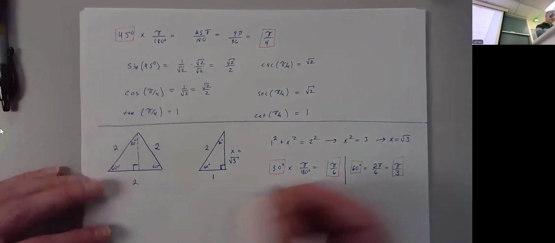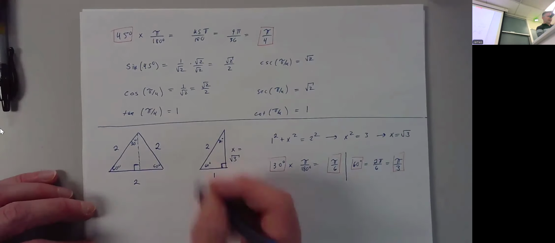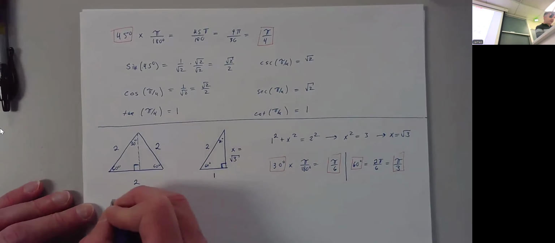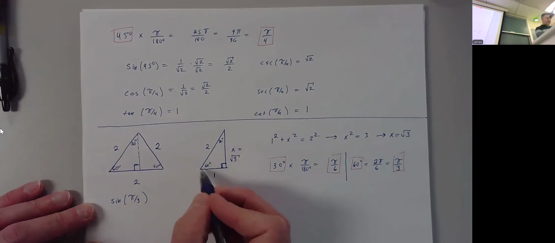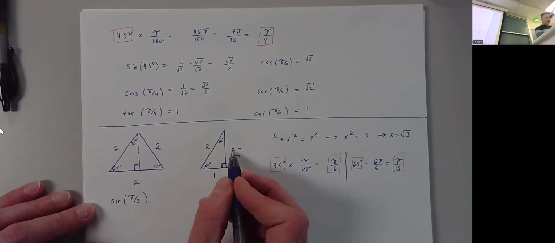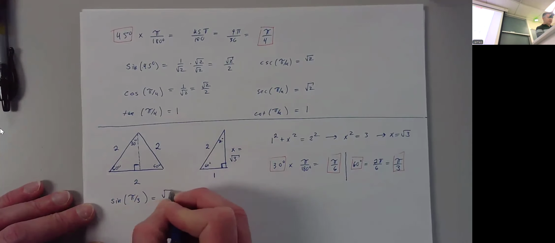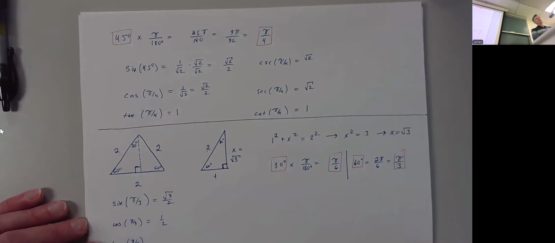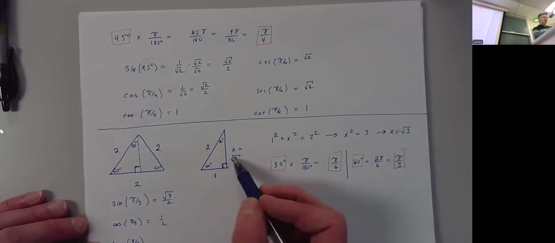So let's look at this triangle oriented as is, although you really don't care which way you're drawing it. If I'm going to find sine of pi over 3, well, that's 60 degrees. So it's the opposite over the hypotenuse, which is root 3 over 2. Cosine of pi over 3 is the adjacent over the hypotenuse, which is 1 over 2. And tangent of pi over 3, I could look at the triangle and say it's opposite over adjacent, which is root 3 over 1.